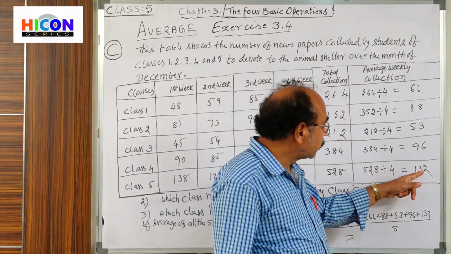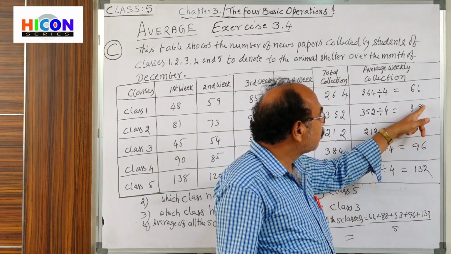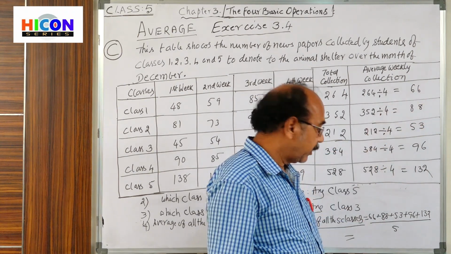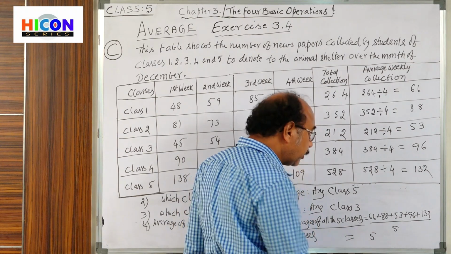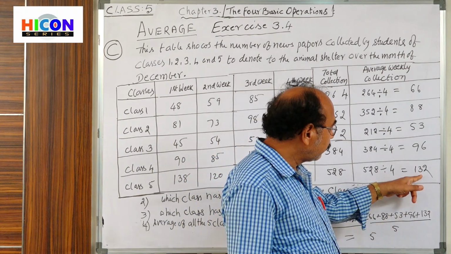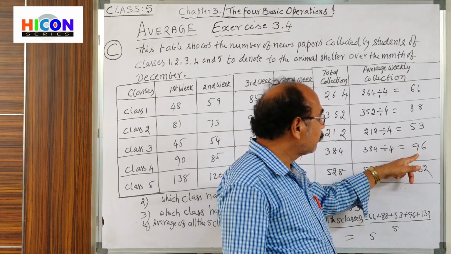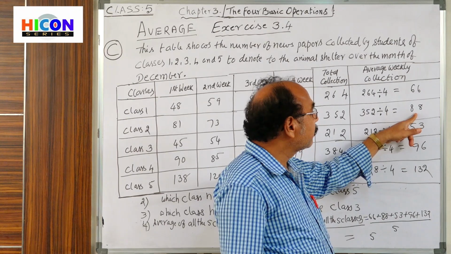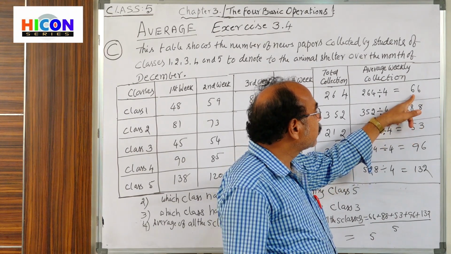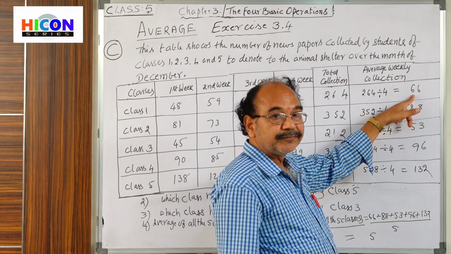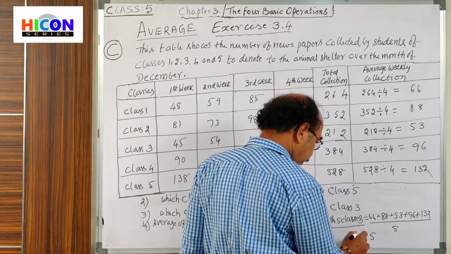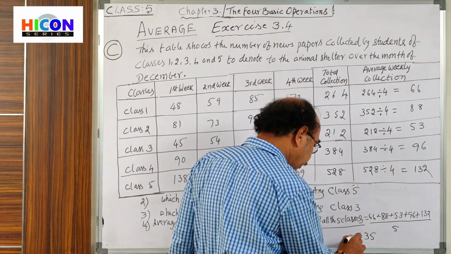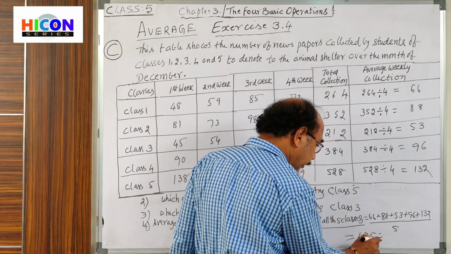Add 2 plus 6, 8, 8 plus 11, 11 plus 8, 19, 19 plus 6, how much? 25. Write 5 here, 2 is there, 2 plus 3, 5, 5 plus 9, 14, 14 plus 5, 19, 19 plus 8, 27, 27 plus 6, 33. 3 right here, 3 is there, 3 plus 1, 4, 435 divided by 5.